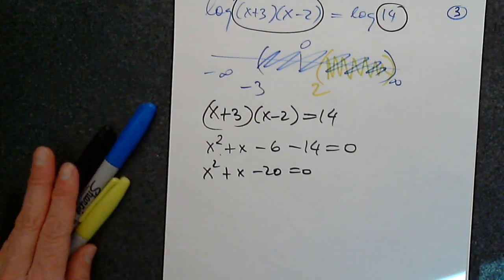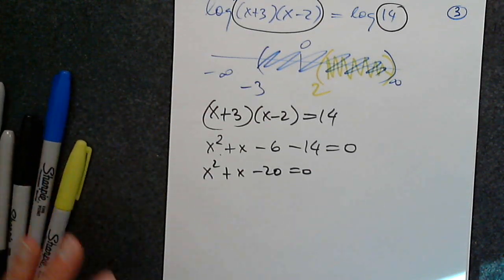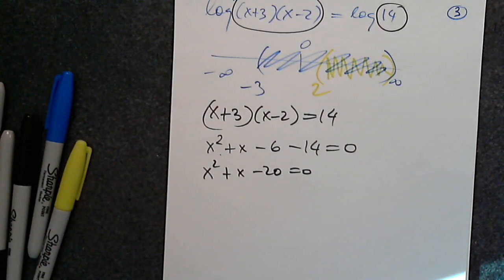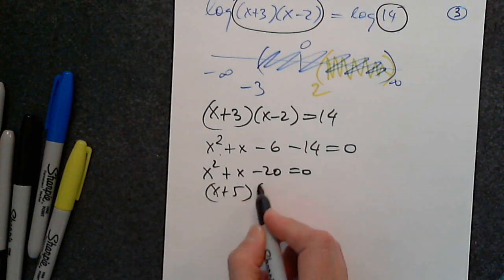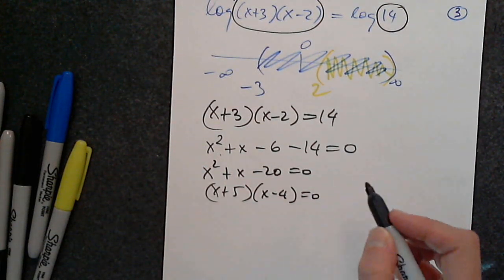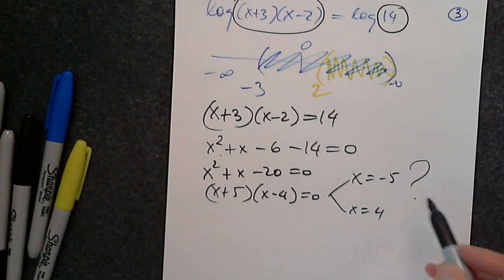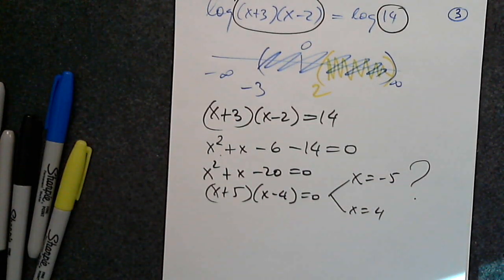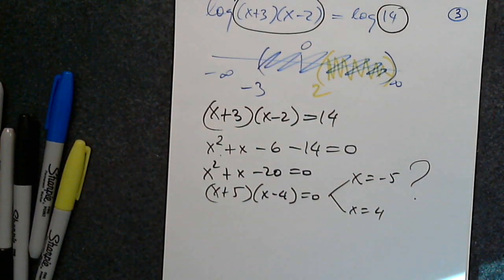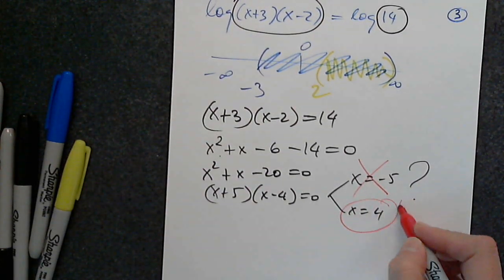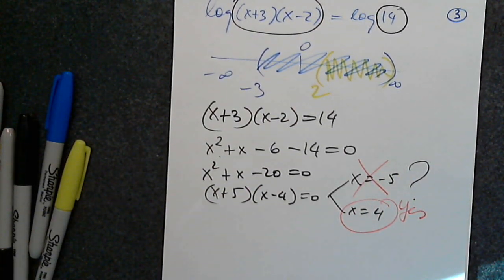So if you can factor quickly, we should. X plus 1 times x. Very good. So then we have x equals negative 5 and x equals 4. With a big question mark, I go back to the domain and I conclude what? Very good.